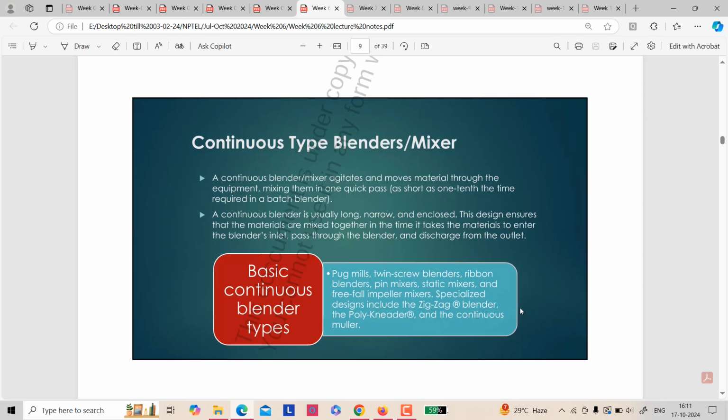Next are the continuous blenders. That means the feed is given continuously and the product is generated continuously as well. The basic continuous blender types are pug mills, twin screw blenders, ribbon blenders, pin mixers, static mixers, and free fall impeller mixers.